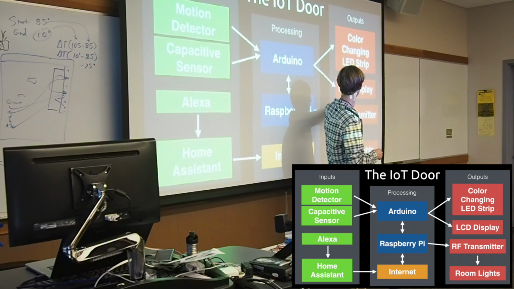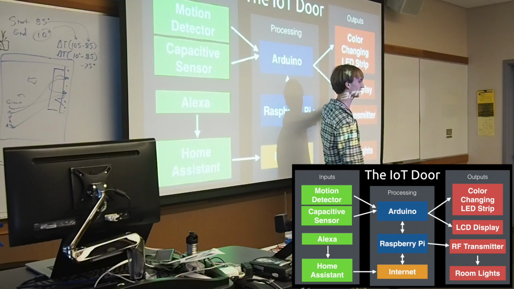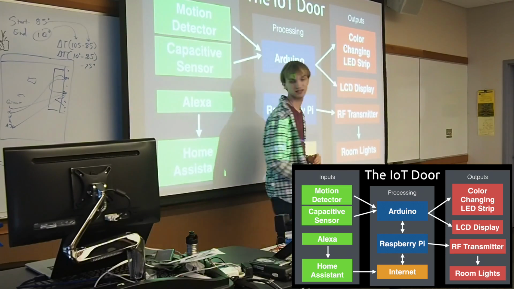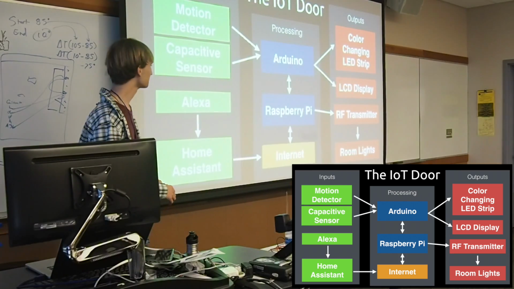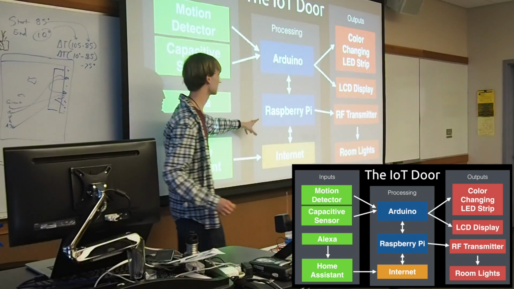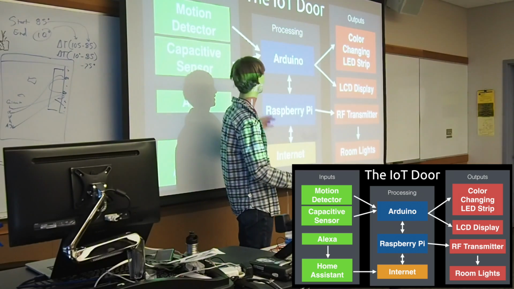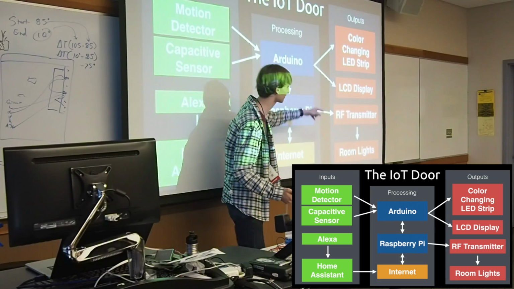Then it's also sending text to the LCD display to tell it what to display. And the Raspberry Pi can also tell it, set Daniel status to away. Then it'll tell the Arduino that, and then it'll go to the LCD.